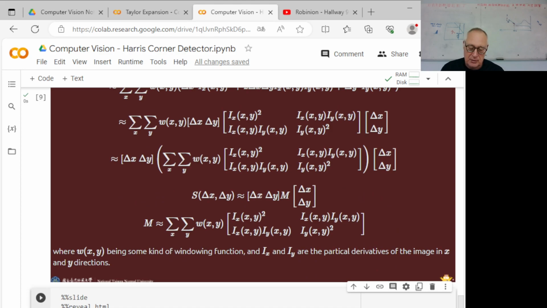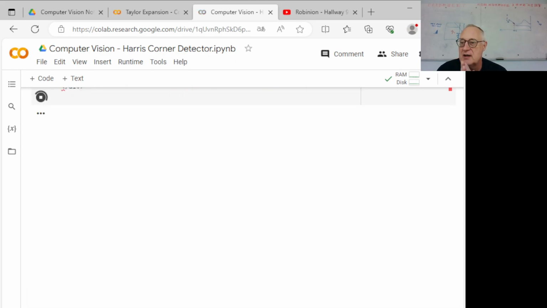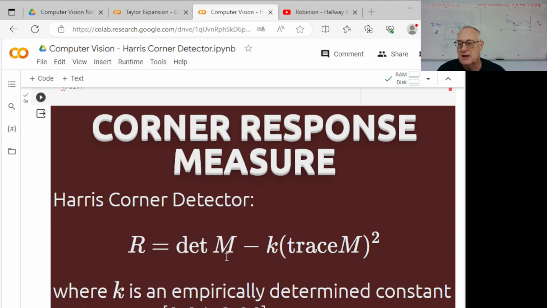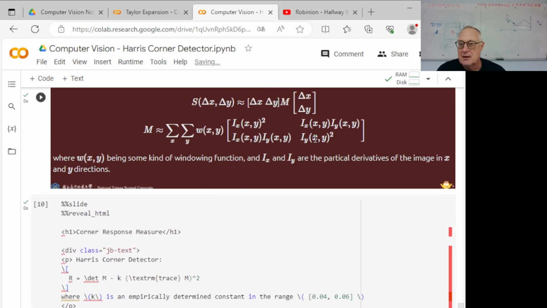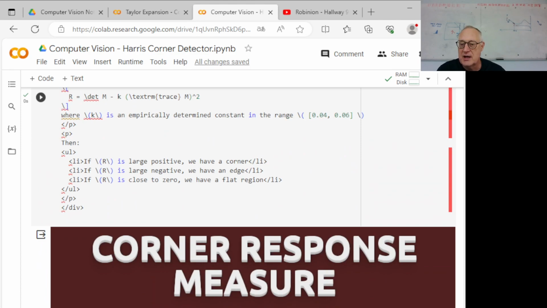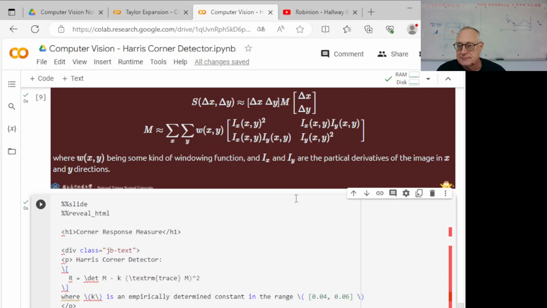Now Harris proposed the following corner detector. The determinant of this matrix M, subtract from it some small constant K times the trace of M squared. And K is some constant that you can tune. The range is in the range of 0.04 to 0.06. And that's our corner detector R.